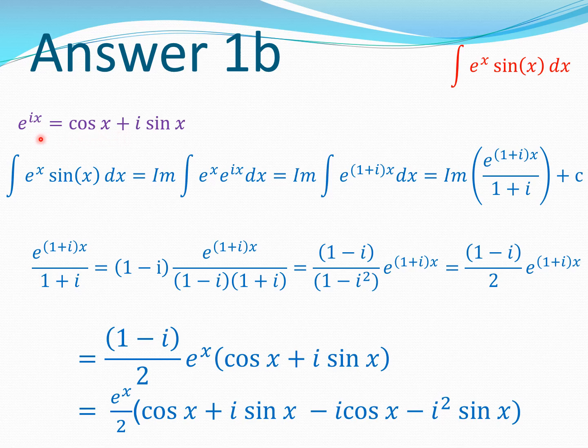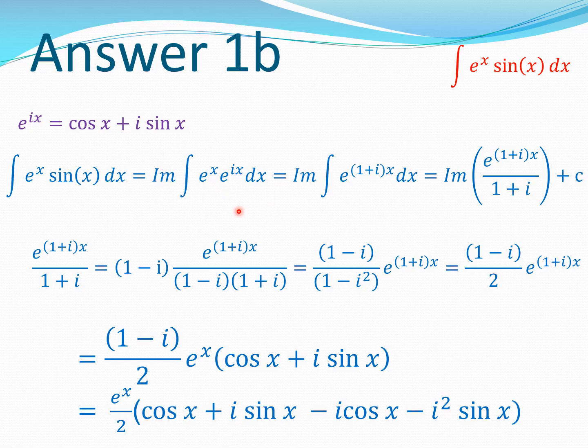theory of complex numbers. There is a very important formula, and this formula is e^(ix) = cos x + i sin x. So this formula links the exponential function to the sinusoidal functions. And so if we use this formula, we can immediately write the integral of e^x sin x dx as the imaginary part of the integral of e^x e^(ix) dx. You can clearly see that in this function, the imaginary part of e^(ix) is simply going to be sin x. So I have replaced sin x by that.